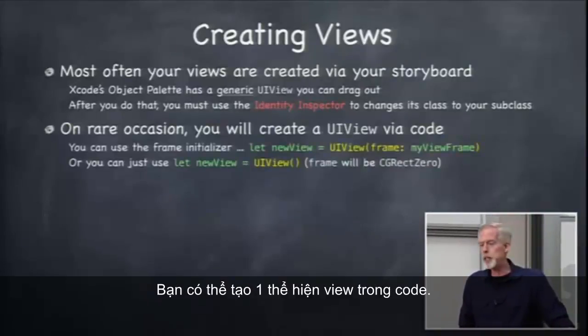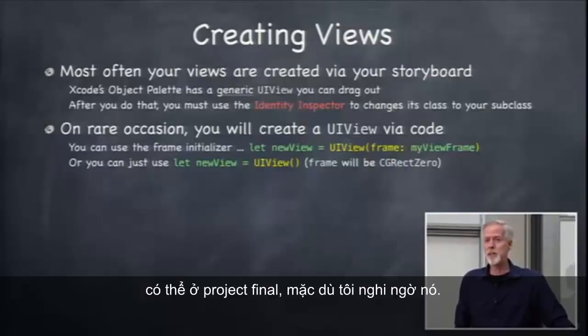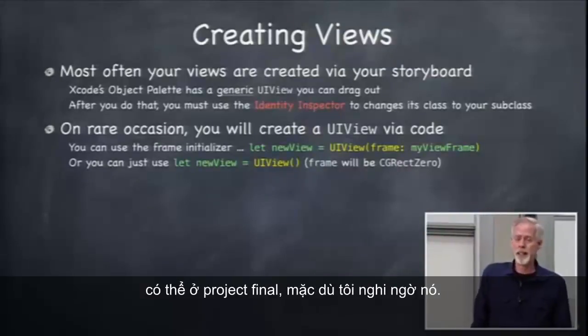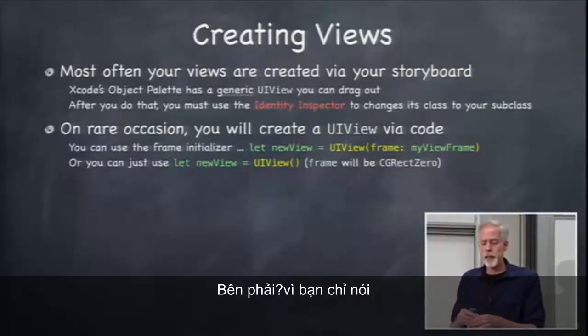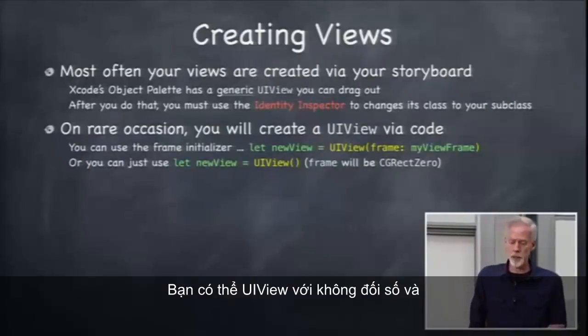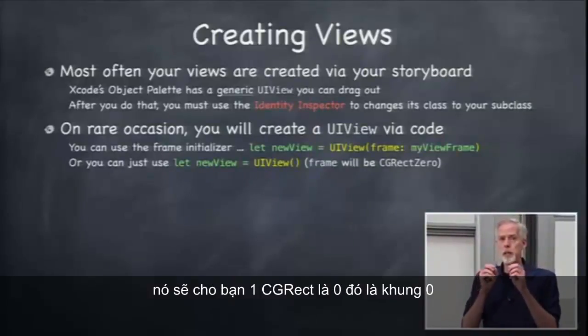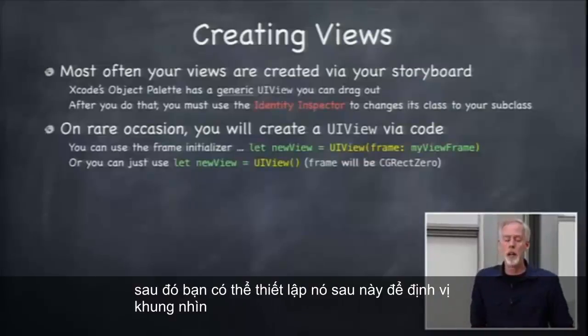On rare occasion, you might create an instance of your view in code. Probably never in this class, maybe in your final project, although I doubt it. You just do that using UIView's frame initializer, right? So you just say view equals UIView(frame:). You can even do UIView with no arguments, and it'll give you a CGRect zero, which is a frame with zero size and width, and then you could later set its frame to position the view.